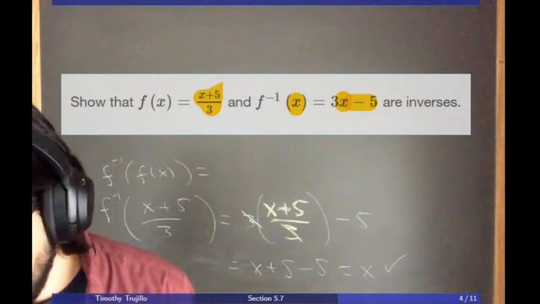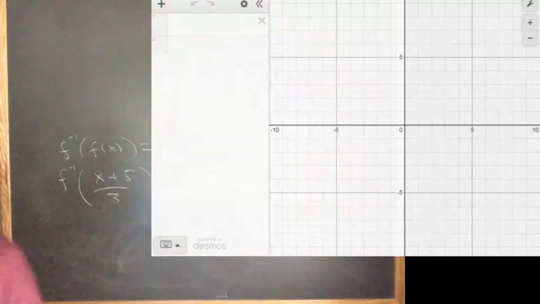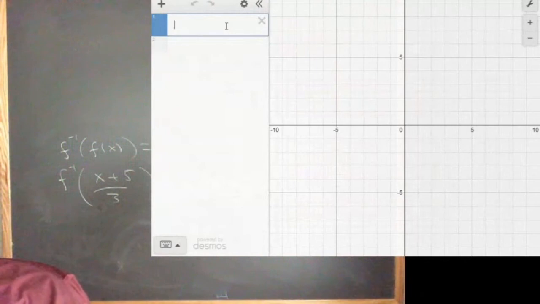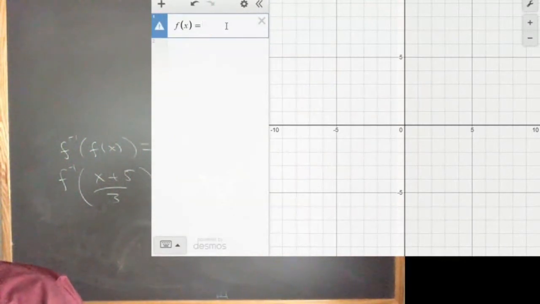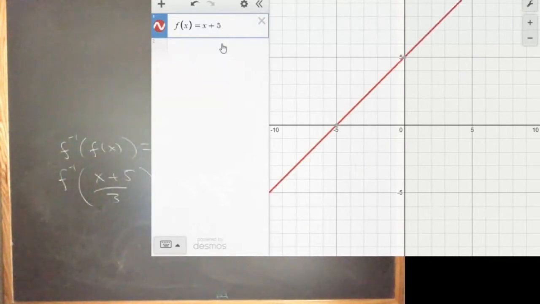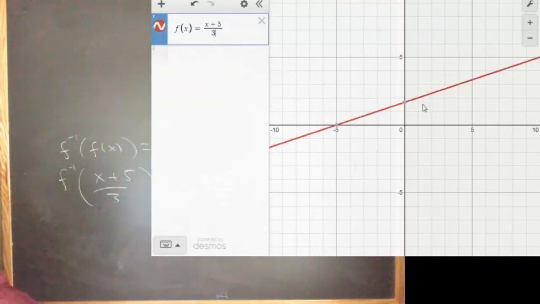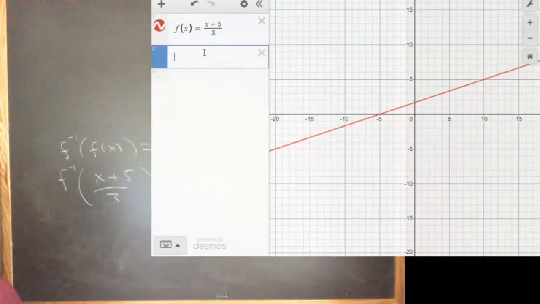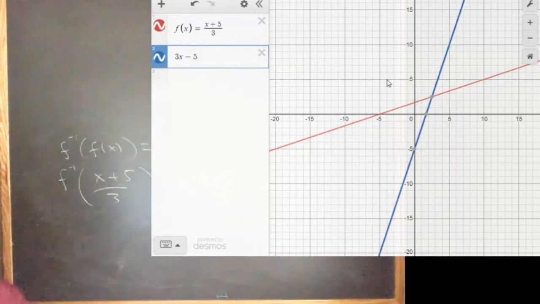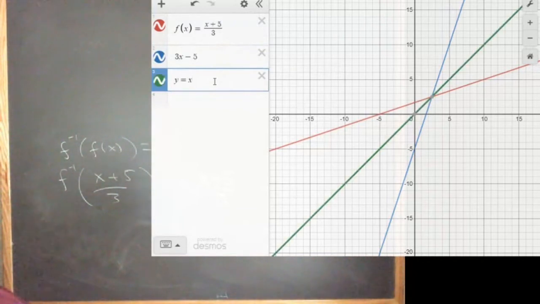Now let's jump over to Desmos really quick and just graph these two functions so we can remind ourselves of what it means graphically. So the first function was f of x equals (x plus 5) divided by 3. Okay, so it's just this line here in red, and then we had another line, 3x minus 5, and it's this one in blue. And they're both reflections of one another along the line y equals x.